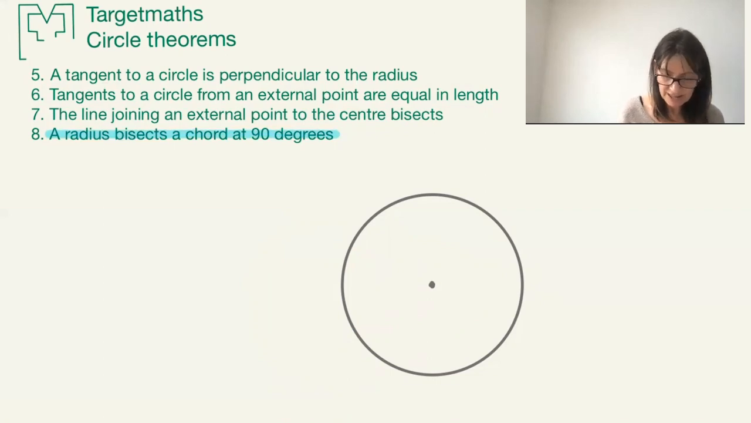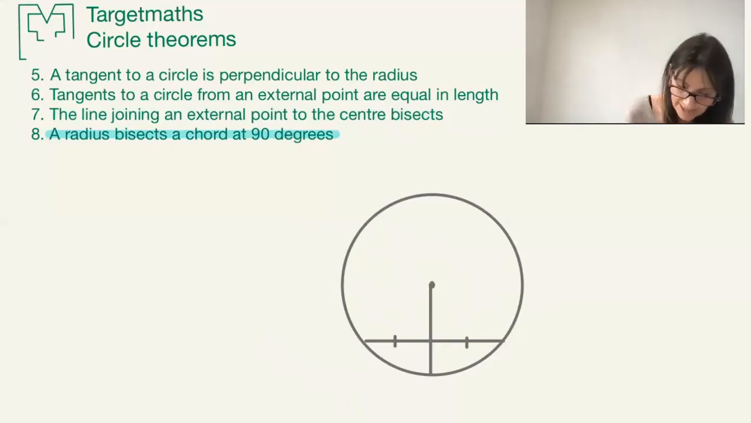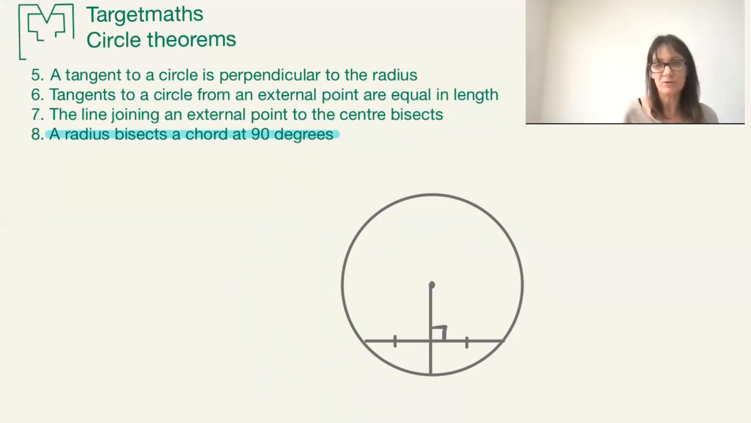All right, so I need a chord. There's a chord. I need a radius bisecting it. A radius bisecting a chord will obviously cut it in half, because that's what bisect means. So these would be equal in length if they were drawn a little bit more accurately. And I will always be making a right angle.